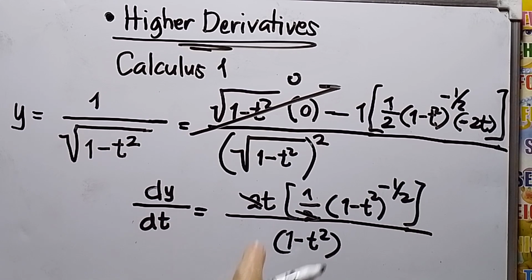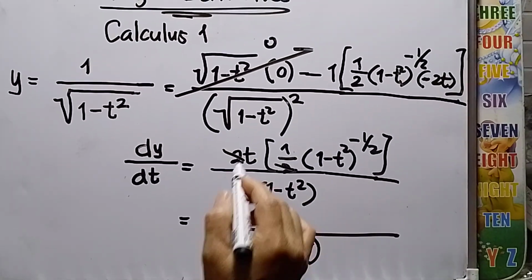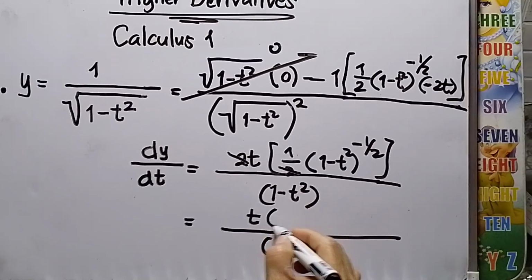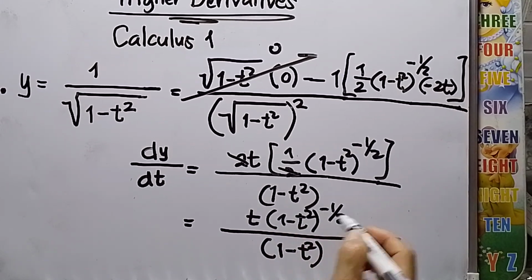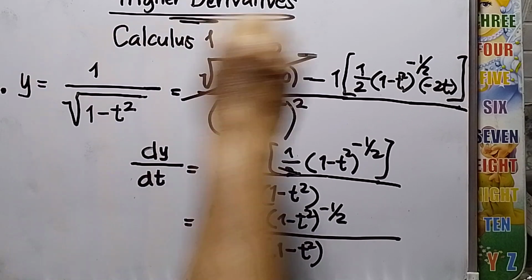Okay, so I have now 1 minus t squared, and then I have t, 1 minus t squared raised to the negative half. So I need to erase this one at the top.